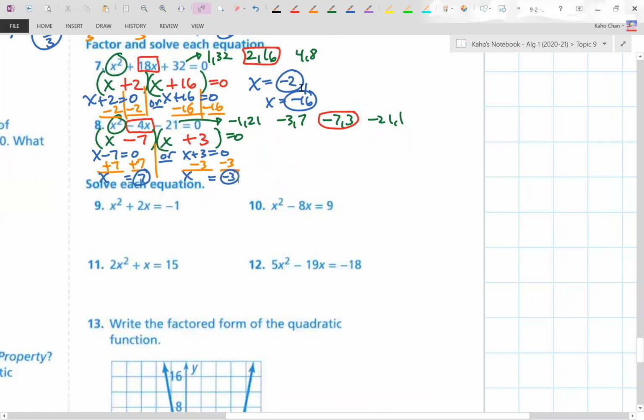9 through 12 is just a bunch of problems to be done. They may or may not require an AC box method, but you do need to move that constant to the other side, unfortunately, for all of them.